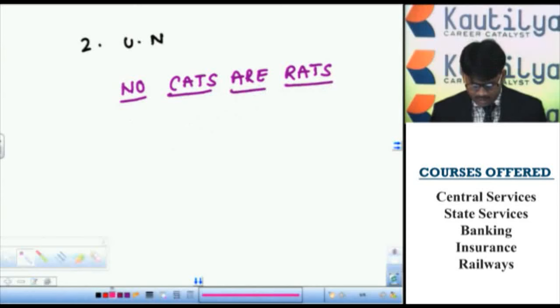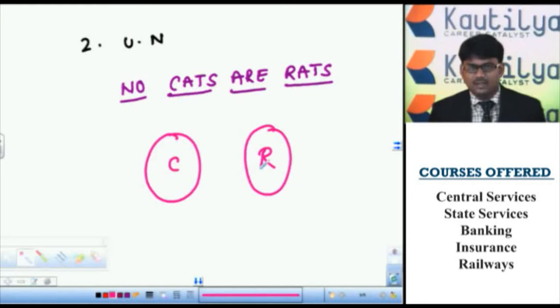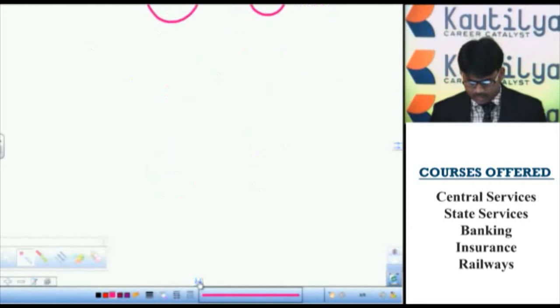For example, if you mention it in the Venn diagram method, take all the cats in the universe; all cats do not belong to rats. That means both are separate. No cat is a rat is the relationship between the two. And we have to go on to the next statement.